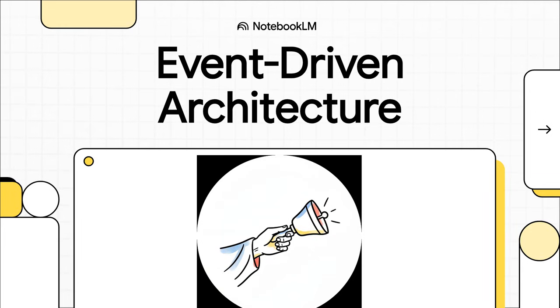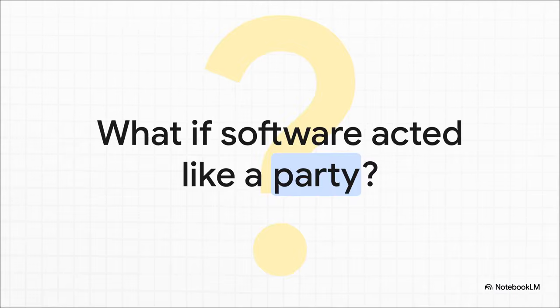Hey everyone, and welcome. Today, we're diving deep into a design pattern that powers some of the most responsive and massive apps you use every single day, event-driven architecture, or EDA for short. So how does it all work? Let's get into it. To really wrap our heads around this, I want you to start with a simple question. What if your software wasn't a rigid, top-down set of commands, but, well, something a lot more social and dynamic, kind of like a big party?